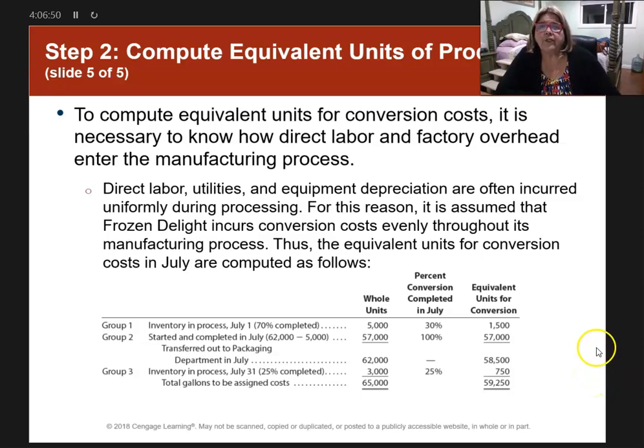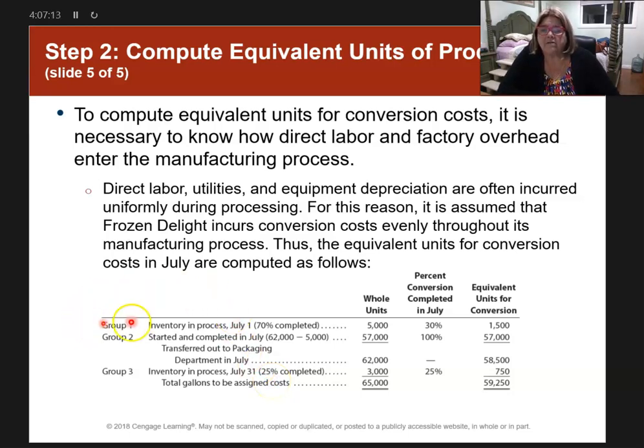Okay, so now we're going to do the same thing again, step 2 again, but we're going to look at the conversion cost. That is my direct labor and my factory overhead. It's brought into the process at different times. This is where different percents will happen. So here's my group 1. So you're basically going to do this chart, one for conversion, also one for direct materials.